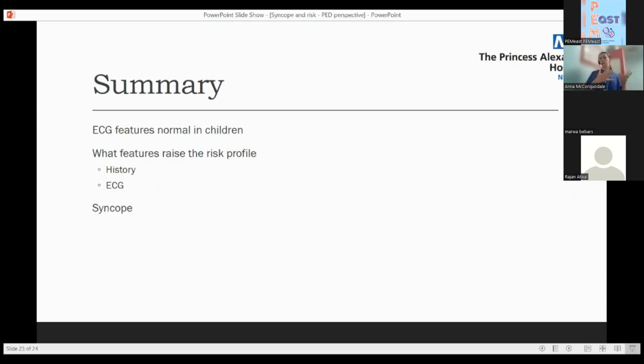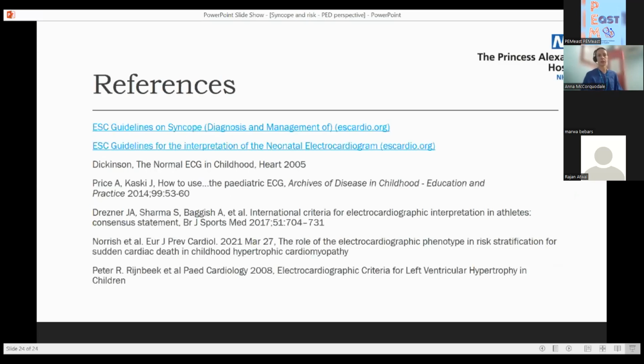So in summary, what I hope I have guided you through is some normal ECG features in children, woven into those children that have abnormal diagnoses, what features in the history and the ECG raise your risk profile, and a clear understanding of what syncope is, that it's not all cardiac, but that we are now much more able to find the ones that are.